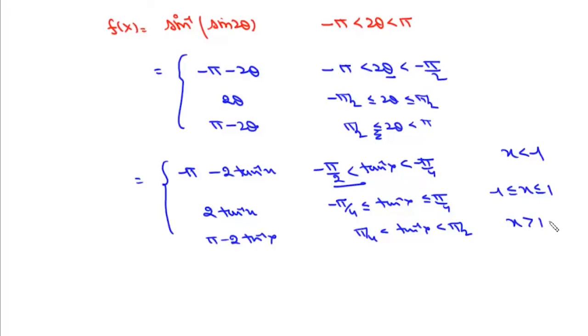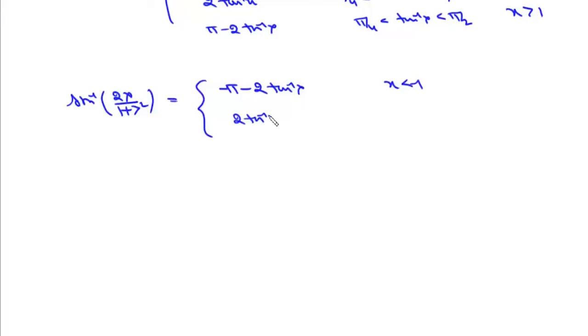So sine inverse of 2x upon 1 plus x square can be expressed as minus pi minus 2 tan inverse of x when x is less than minus 1. It is 2 tan inverse x when x lies between minus 1 and plus 1, and it is pi minus 2 tan inverse of x when x is greater than 1. Now let it be this function f x.